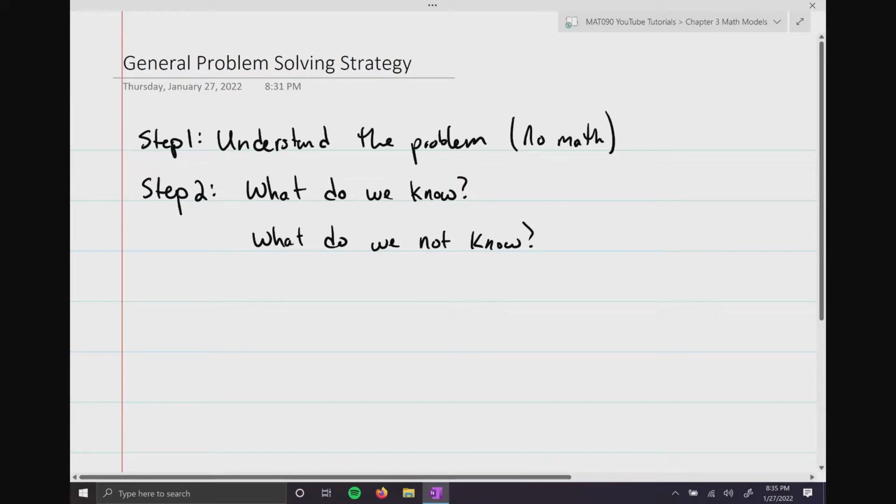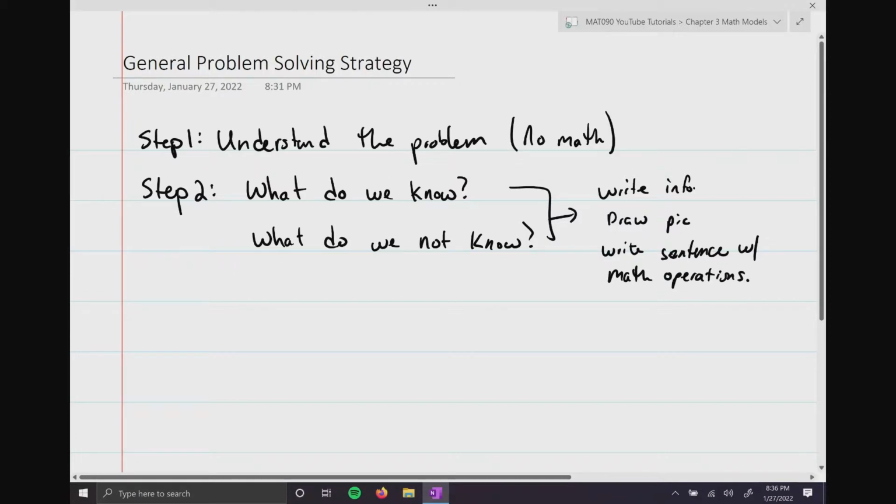Now within this step, this is where you're going to be writing things down. You might write information down. You may draw a picture to help you think about it. You could even write a sentence with math operations if you wanted to. You can maybe think of a formula you may need later on. There's a lot that goes into step 2. Step 2, I think, is one of the hardest steps, but it's also one of the most exciting steps because it gives you that chance to slow yourself down, reread the problem, and think about what's happening.